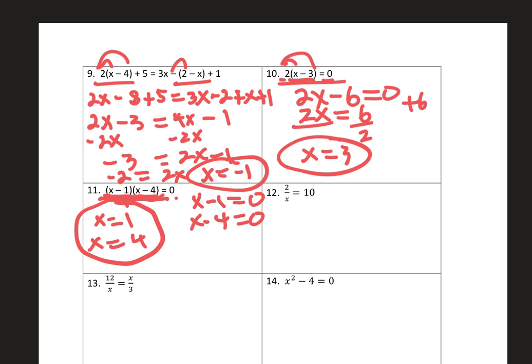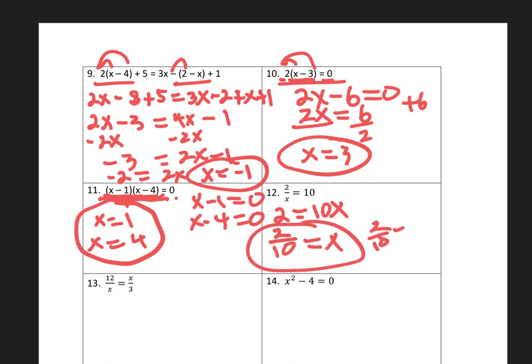Okay, 2 over x equals 10. So again, we're dealing with fractions. So let's multiply both sides by the denominator of x. That'll give us 2 equals 10x. Now we'll divide both sides by 10 to get 2 over 10 is equal to x. And that's our final answer here, although we could also say that 2/10 is equal to 1 over 5 by dividing both top and bottom by 2.